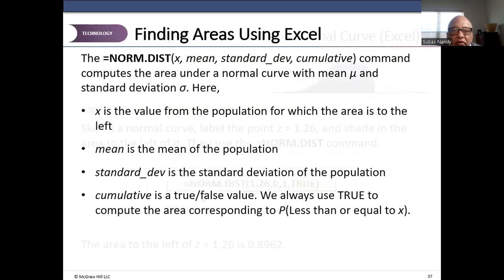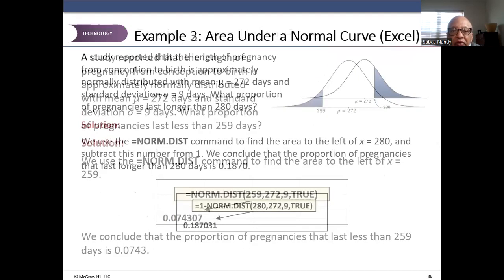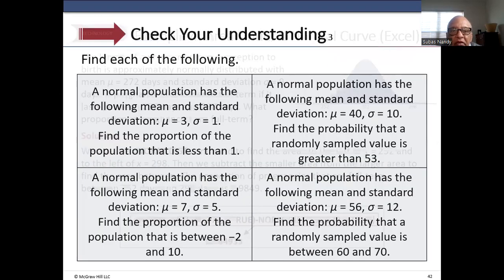Okay, forget about Excel. We're not going to use Excel. Find each of the following. Okay, we will do one or two. Normal population has the following mean and standard deviation. Mu equal to 3, sigma equal to 1. Find the proportion of population that is less than 1. Remember, 3 is in the center, 1 is less than 3 on the left of the mean, and we want farther to the left of the number 1.